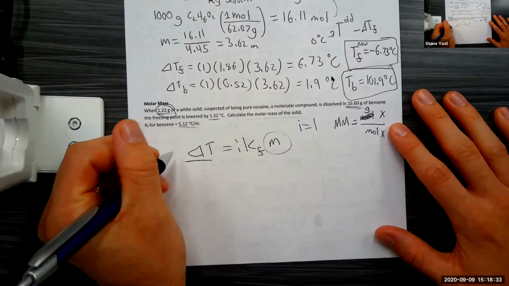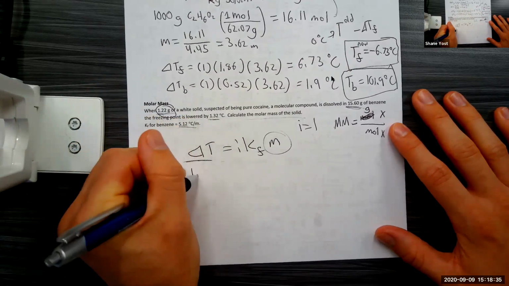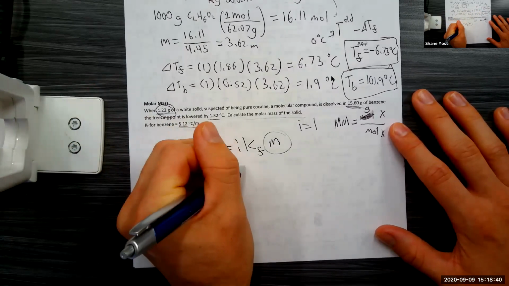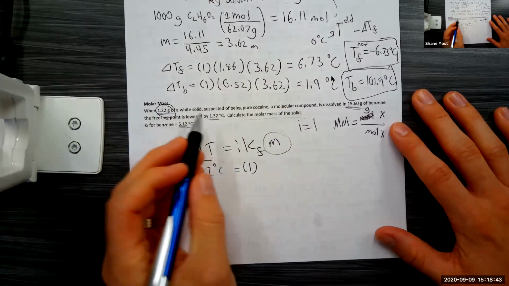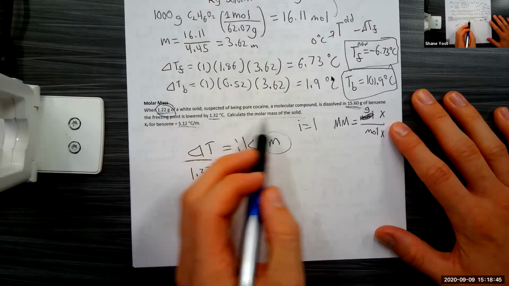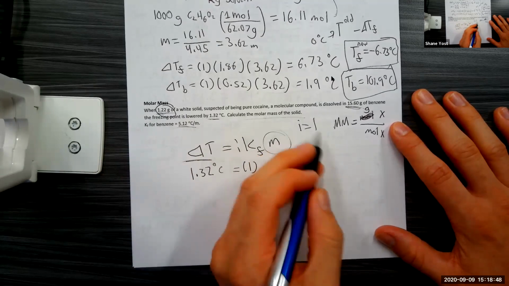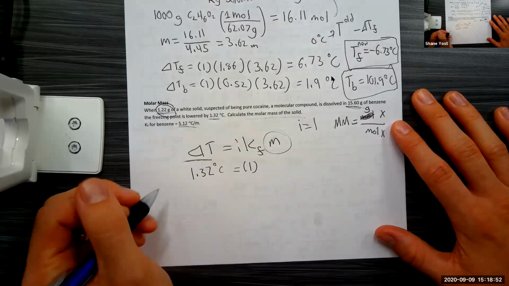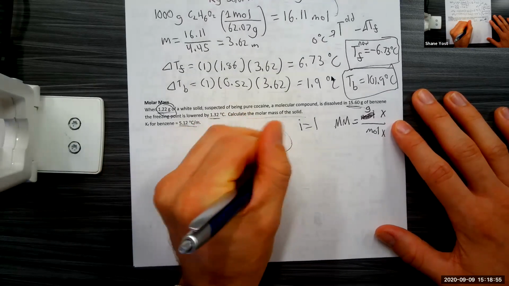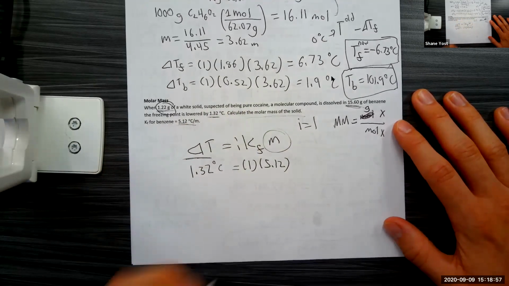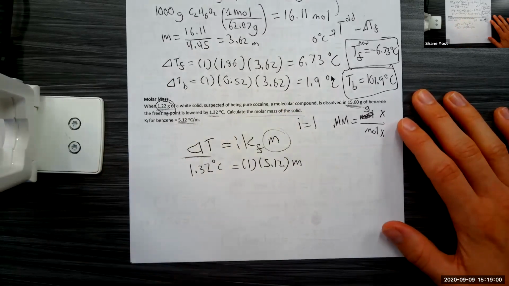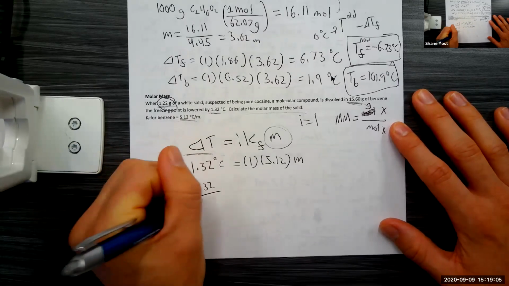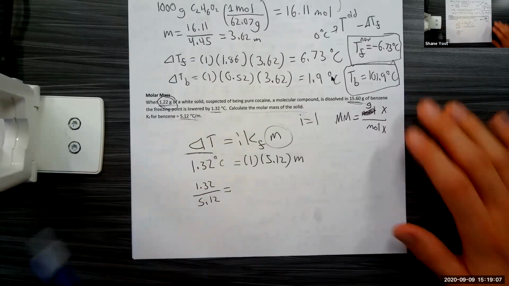Because I know that the freezing point change is 1.32 degrees Celsius. The van 't Hoff factor, I'm going to just say is 1, because if I'm suspecting this of being cocaine, then I'm going to suspect it's a molecular compound, and so it's going to have a van 't Hoff factor of 1. Kf is 5.12. And then the molality, I do not know, but we can solve for it. So I take 1.32 divided by 5.12.